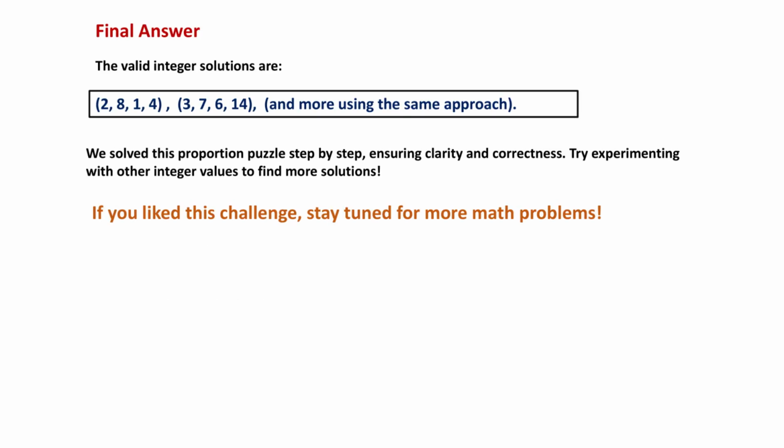By following this method, we can generate more valid integer solutions by carefully choosing values of C and solving for D. Thus, the valid integer pairs satisfying the conditions include 2, 8, 1, 4, 3, 7, 6, 14, and other proportional values following the same pattern. Try experimenting with other integer ratios to see if you find more pairs.